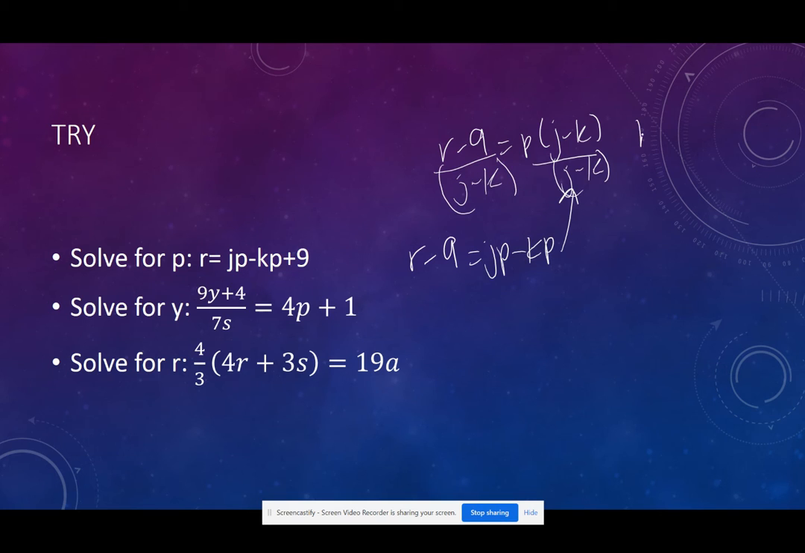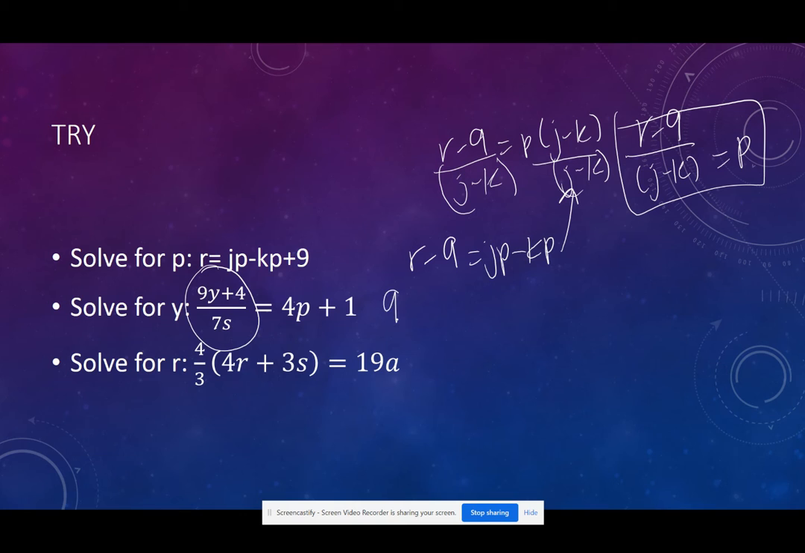And I get r minus 9 over j minus k equals p as my final answer. The next one, we want to solve for y. So if we want to solve for y, we need to get everything on this side gone, so just the y is by itself. So first we have to multiply by 7s. I'm not going to distribute in because that just causes a lot more work for no reason.